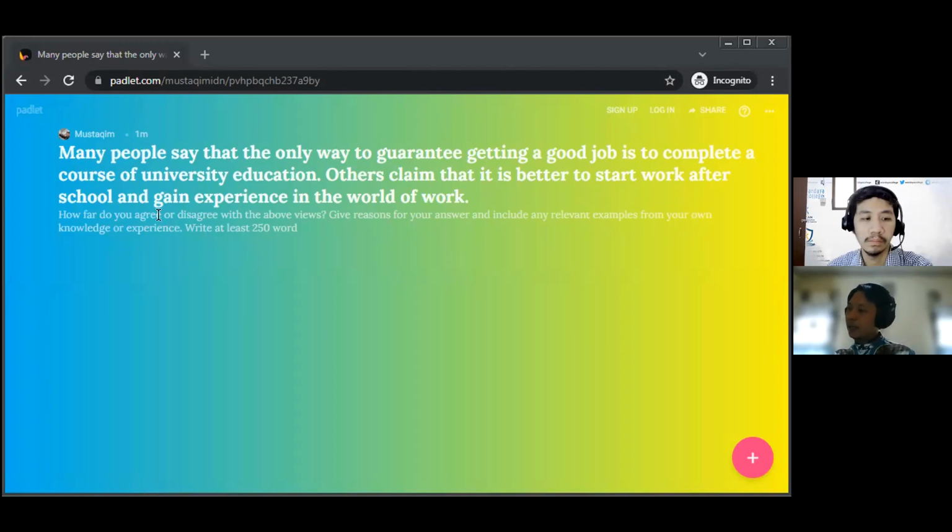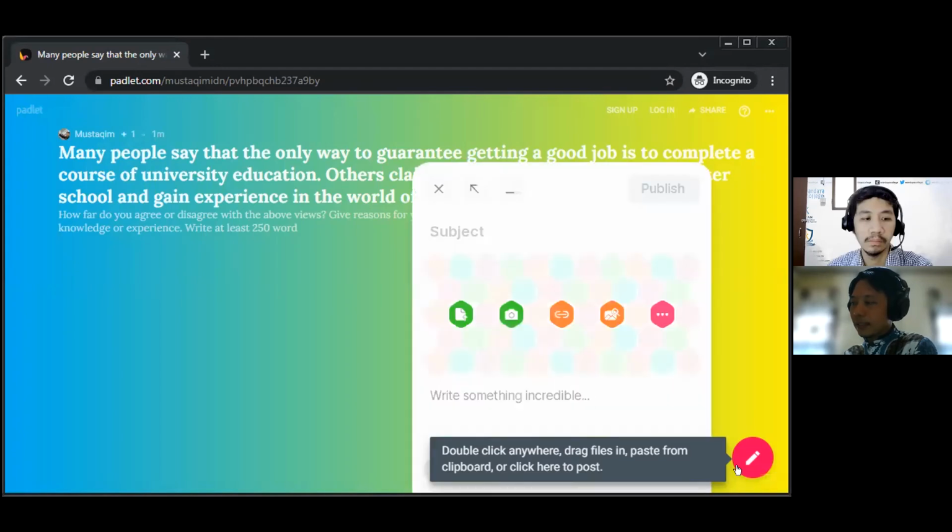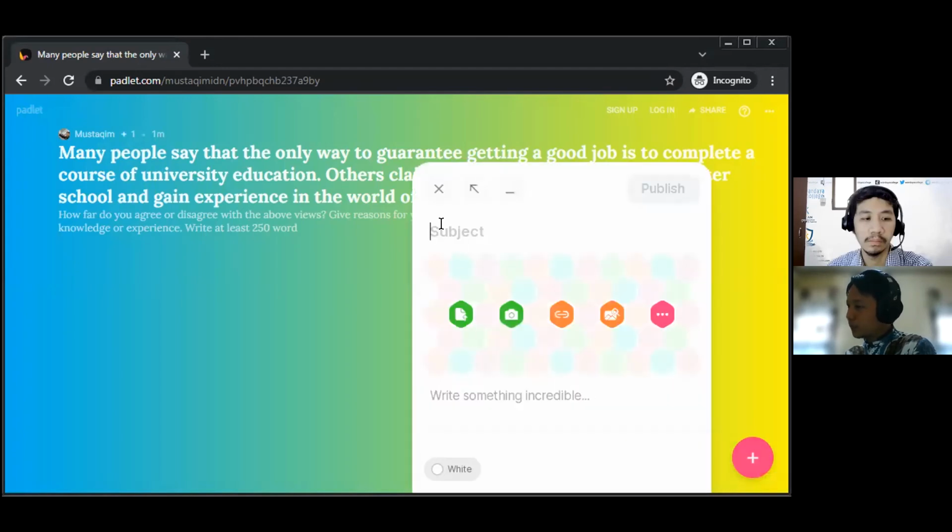Many people say... see, here at the bottom right, you have a plus sign. Spend 5 to 10 minutes, and then think of what actually the topic is. And underline keywords. What actually are the keywords here? What's the question? Then what's your opinion? And what ideas do you have to support your argument? Okay. Click on this plus sign, and by clicking you will be able to write here.